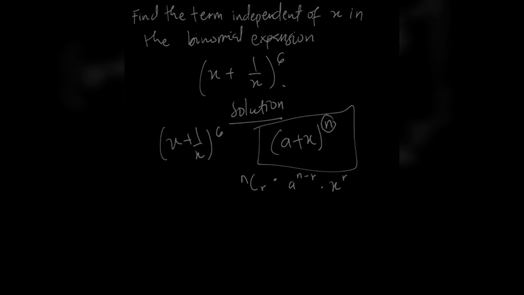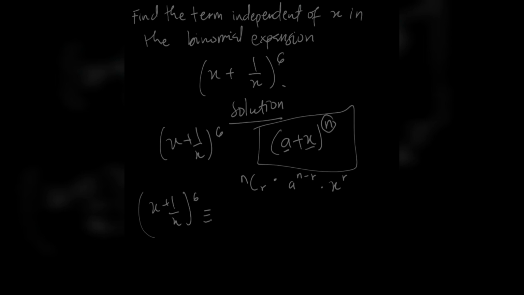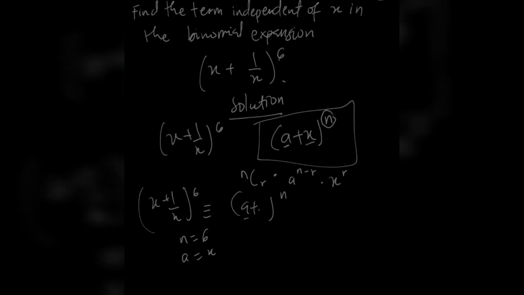R, there's a formula for r, we will get there. A is the term we have over here, x is this one. So if you compare (x + 1/x) all to the power of 6 with (a + x) whole power n, our n will be 6. Based on their positions, our a will be x, and then our x, because they are the same x, let me replace this one with y to avoid confusion. So y will be 1 over x.